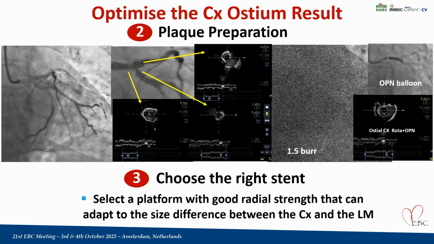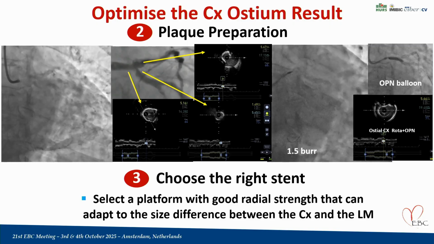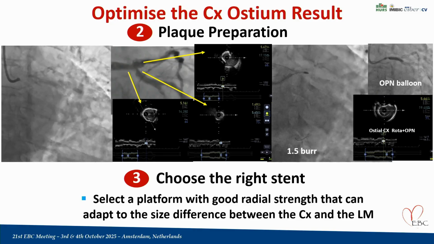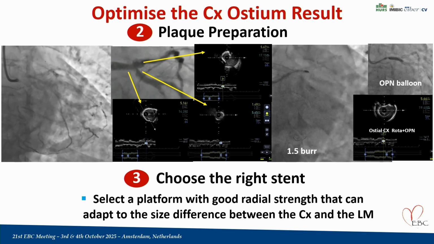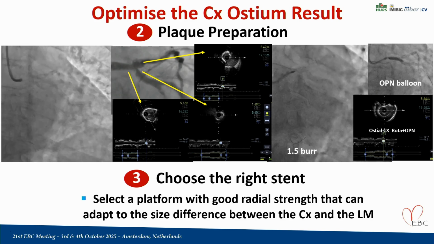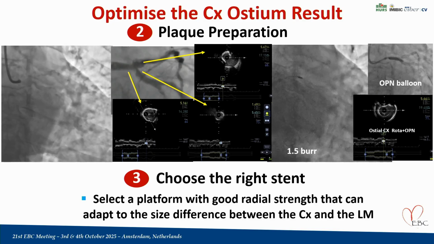Plaque preparation is another key point, widely discussed along the sessions. We have to prepare the plaque adequately. For example, in this case, we needed rotational atherectomy and an OPN balloon guided by IVUS to make sure the plaque is well prepared for stenting.